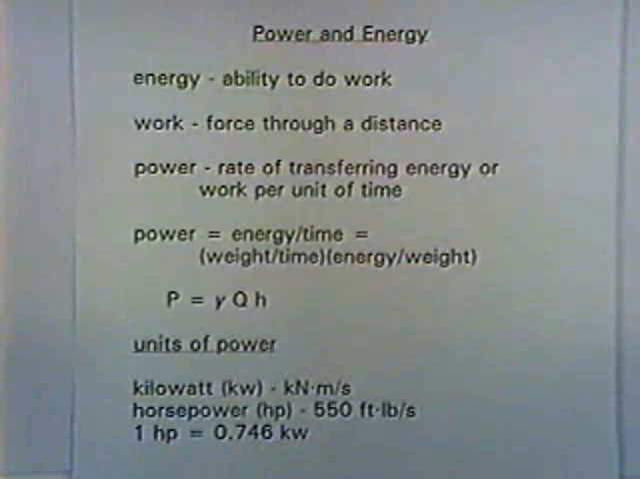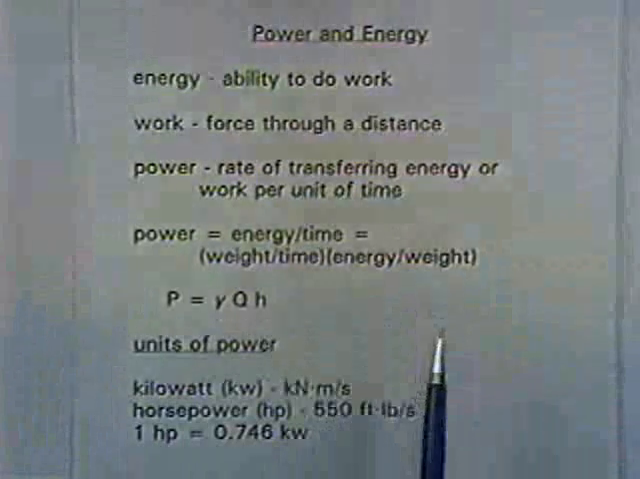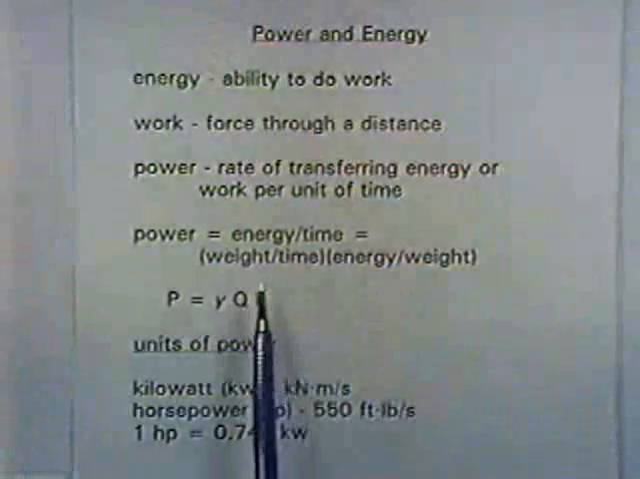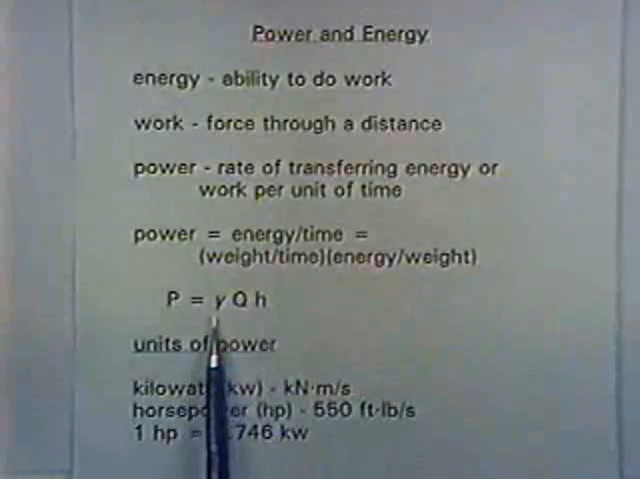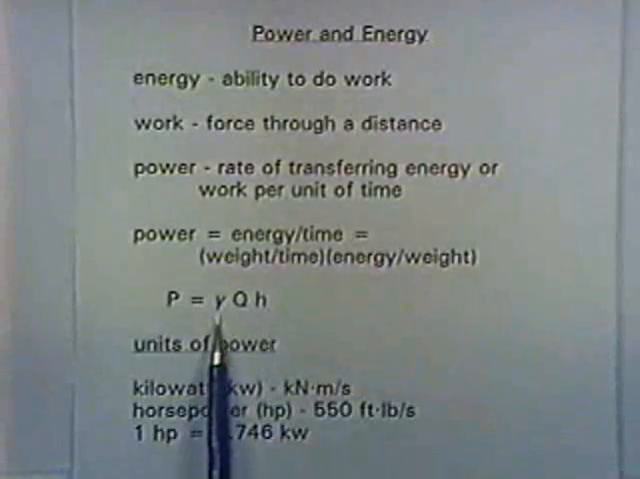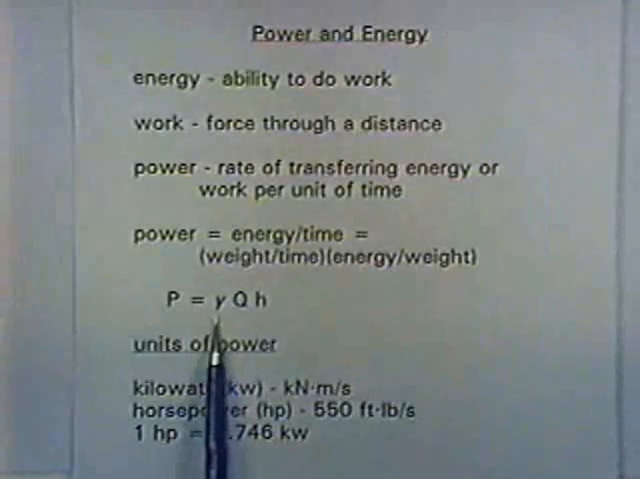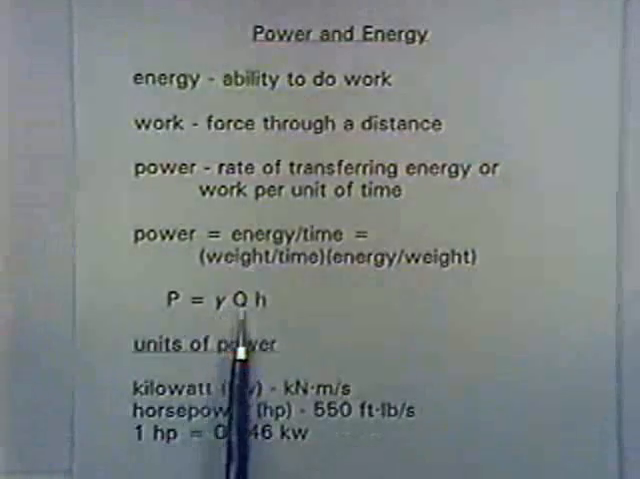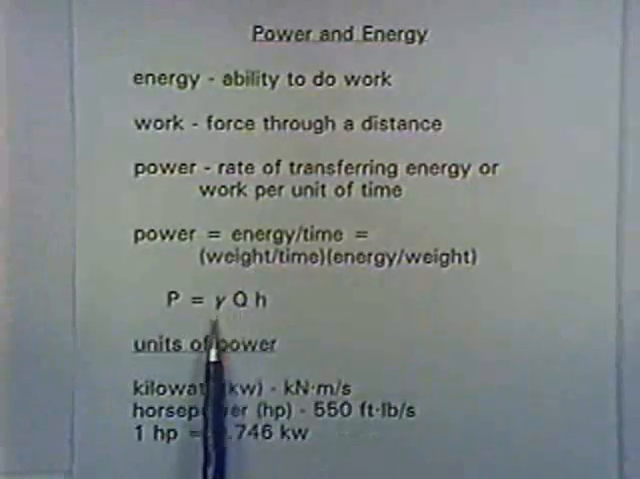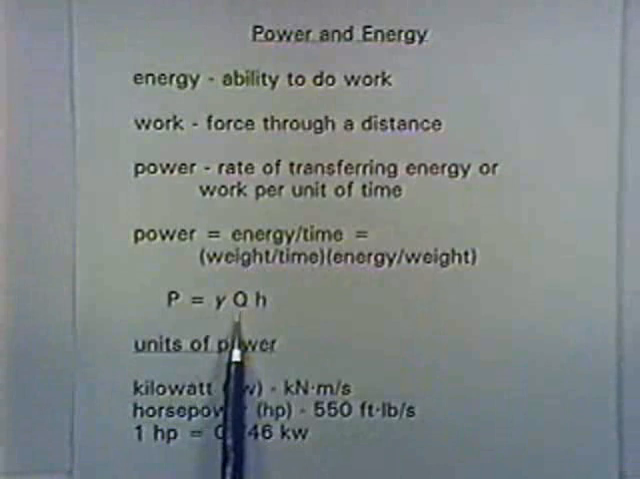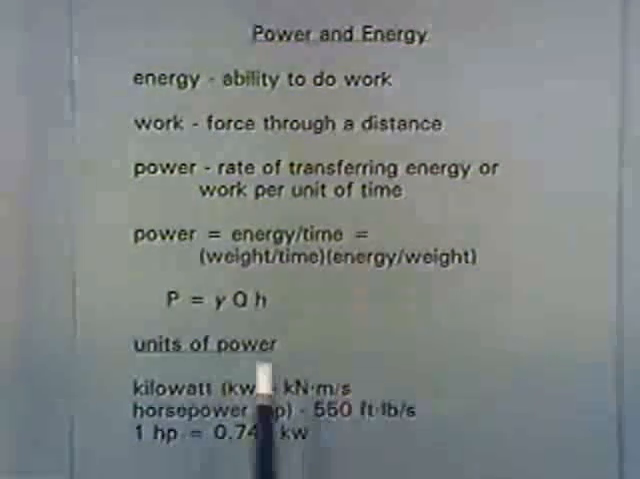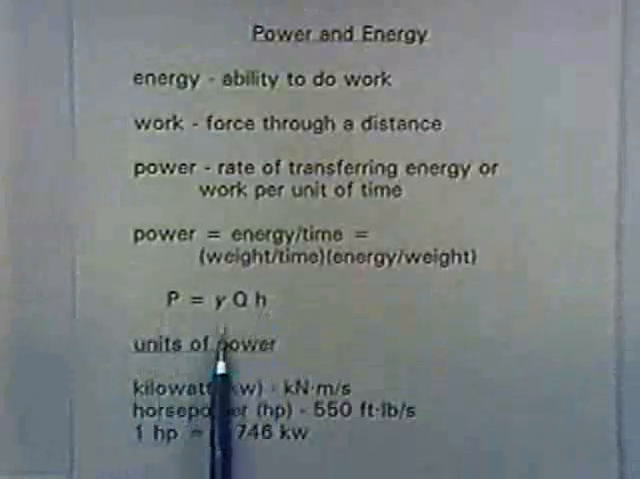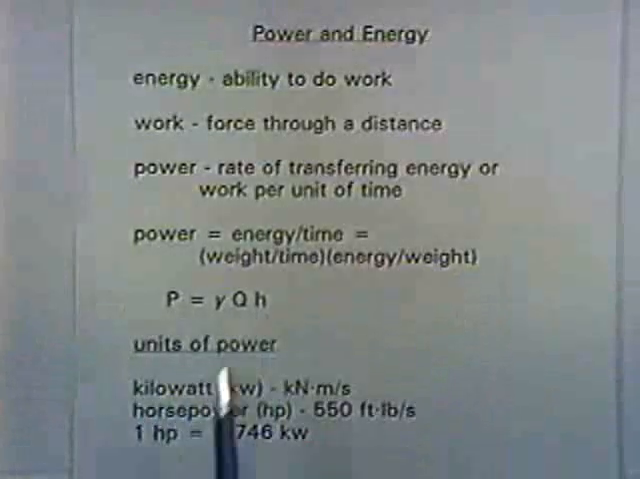And so if you think in terms of power being energy per time, which it is, and you can think in terms of if you got a weight per time, and remember unit weight, that's gamma here, is a weight per volume, and then Q is a volumetric flow rate. You multiply those together and you got a weight per time. Head is energy per weight, and so that's power, and that's the power equation. Power is gamma times Q times H.